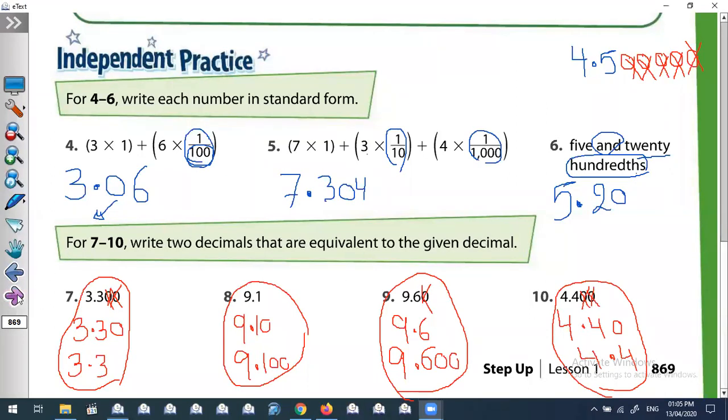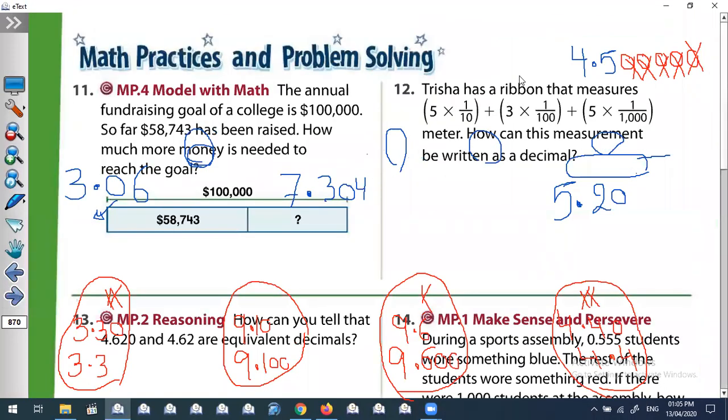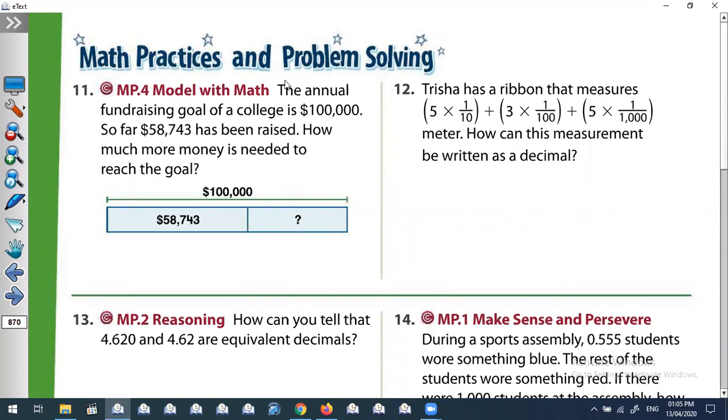The next one. Tricia has a ribbon that measures 5 times 1 over 10 plus 3 times 1 over 100 plus 5 times 1 over 1000 meter. How can this measurement be written as a decimal? Here we have 5 times 1 over 10, which means 5 in tenths. So you have to put the decimal point first and write 5 in tenths.